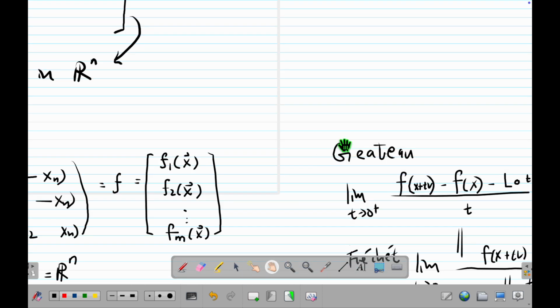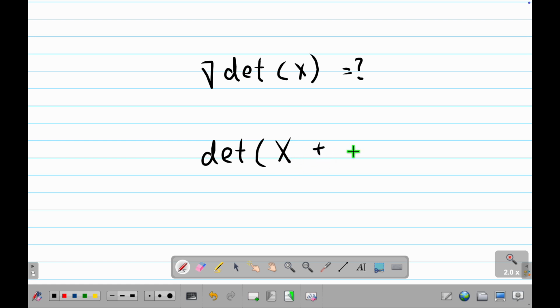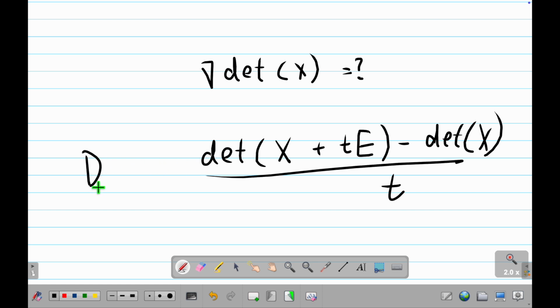So let me talk about what we will talk about later. That is, finally, we will go to, for example, what is this? How do you find the derivative? That is, using the directional derivative. Matrix X plus a small t times E, where E is the perturbation, minus determinant of X. This is the directional derivative in direction E of the determinant function at a point X, right?